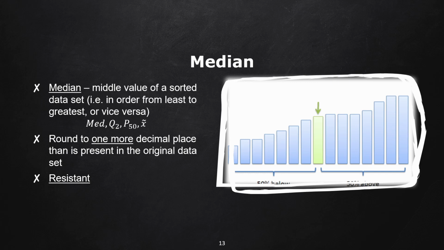The same rounding rule applies here. Round to 1 more decimal place than in the original data. And the median is resistant, since it kind of doesn't care about the outermost extreme values. It just kind of ignores them. And yeah, that results in it being very resistant. I do want to try an example. I do have an example for finding a median, but I'm saving it for later. You'll see why.